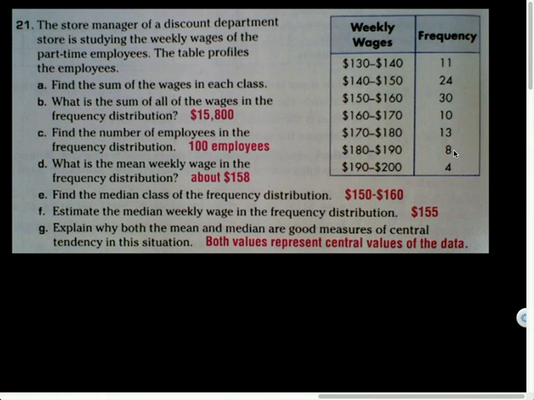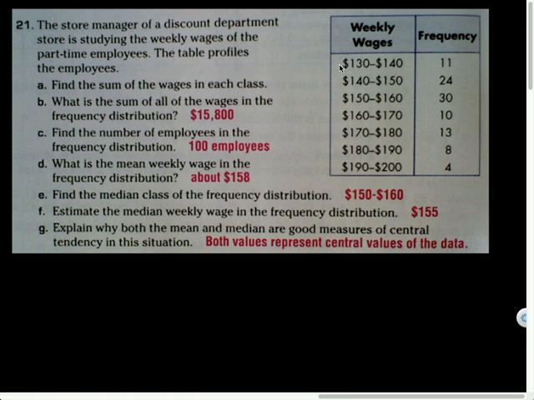Let's follow along here. It says, the store manager of a discount department store is studying the weekly wages of part-time employees. The table profiles the employees. Find the sum of the wages in each class. Okay, so I know that I have 11 employees that earn somewhere between $130 and $140. So how would you find the sum of each of those wages? Because I don't actually know what they each earn.